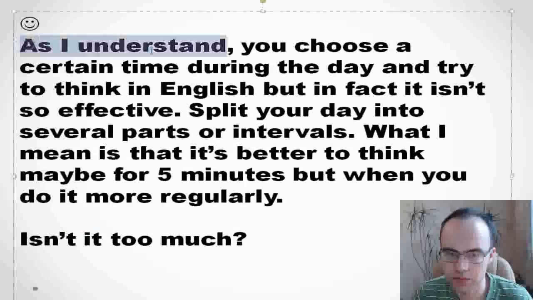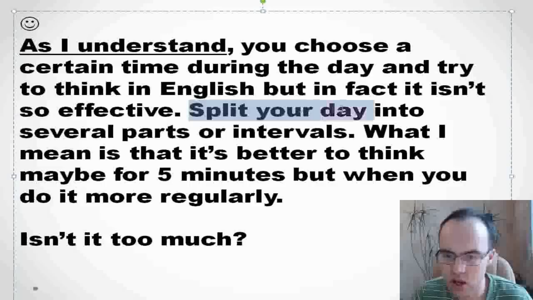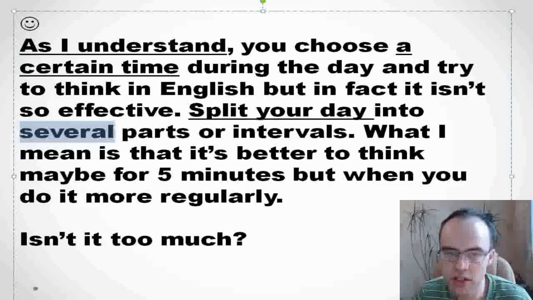As I understand, or as I see, you choose a certain time during the day and try to think in English. But in fact, it isn't so effective. I mean that you choose just one interval, yeah? So split your day or divide your day into several parts, into some parts or intervals. So what I mean is that it's better to think in English maybe for 5 minutes, but when you do it more regularly. Yeah, so if you say 20 minutes just one time a day, it isn't enough. So you need to do it more regularly.